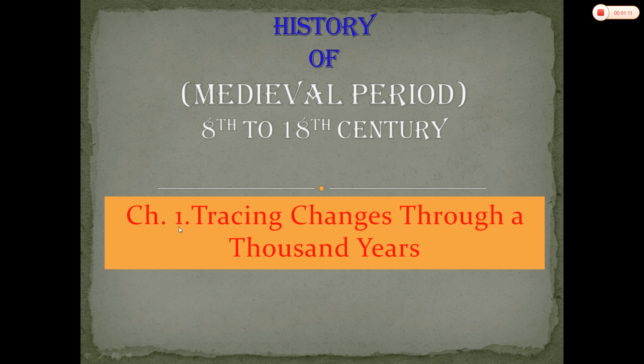So, the first chapter we are going to start now. The name of the chapter is Tracing Changes Through 1,000 Years. In this chapter, we are basically going to understand the changes that have occurred over thousands of years, all those changes in the past or in history. We are going to trace and study all these changes.